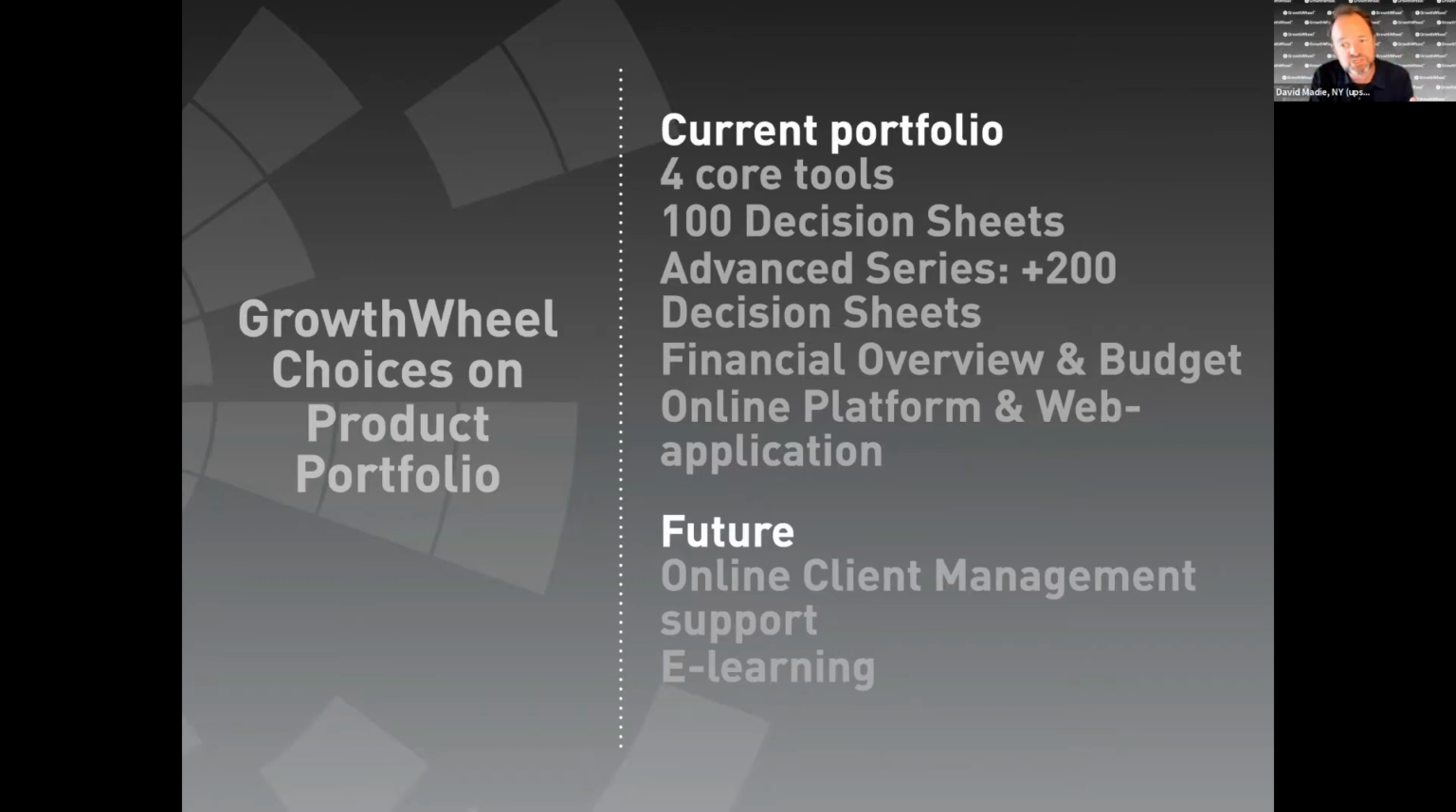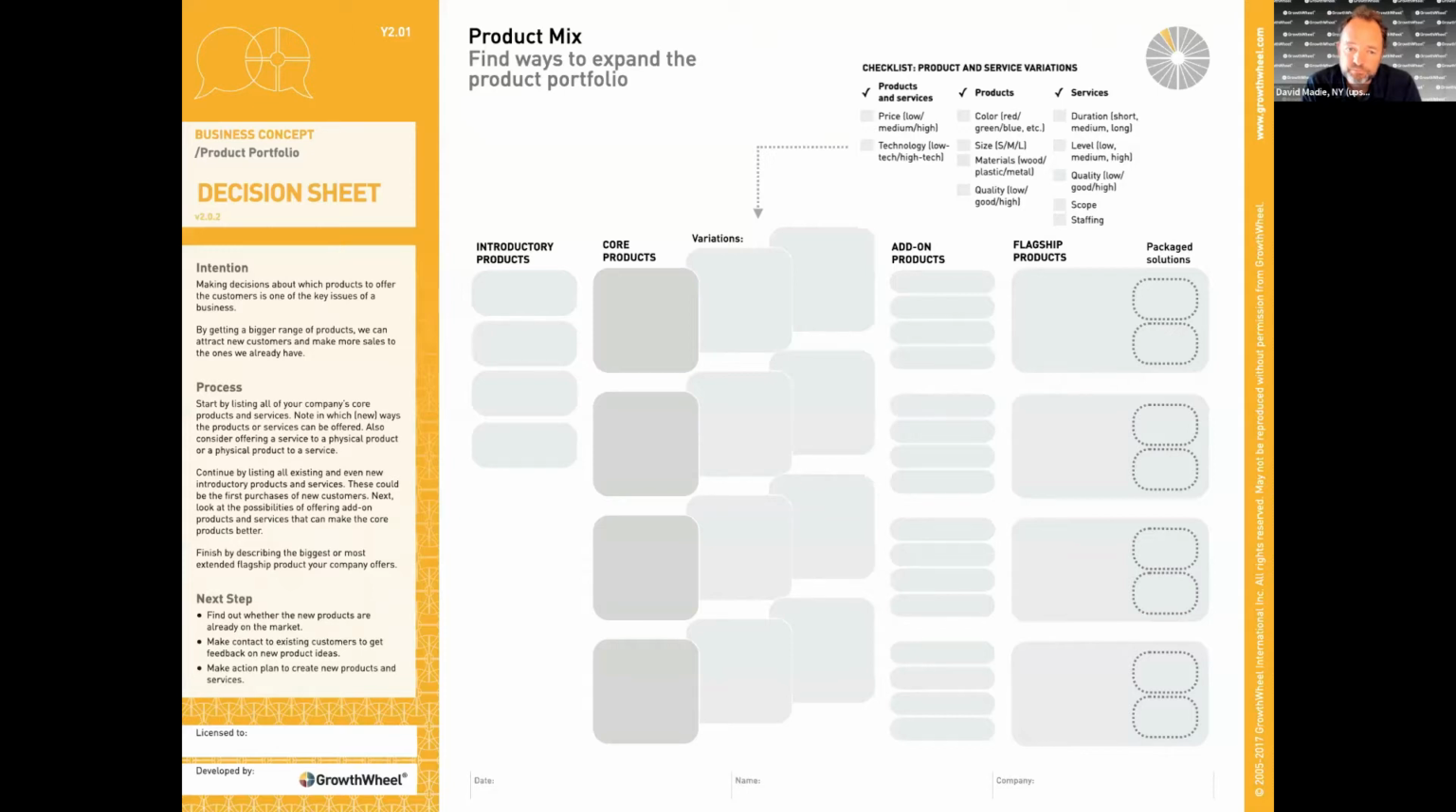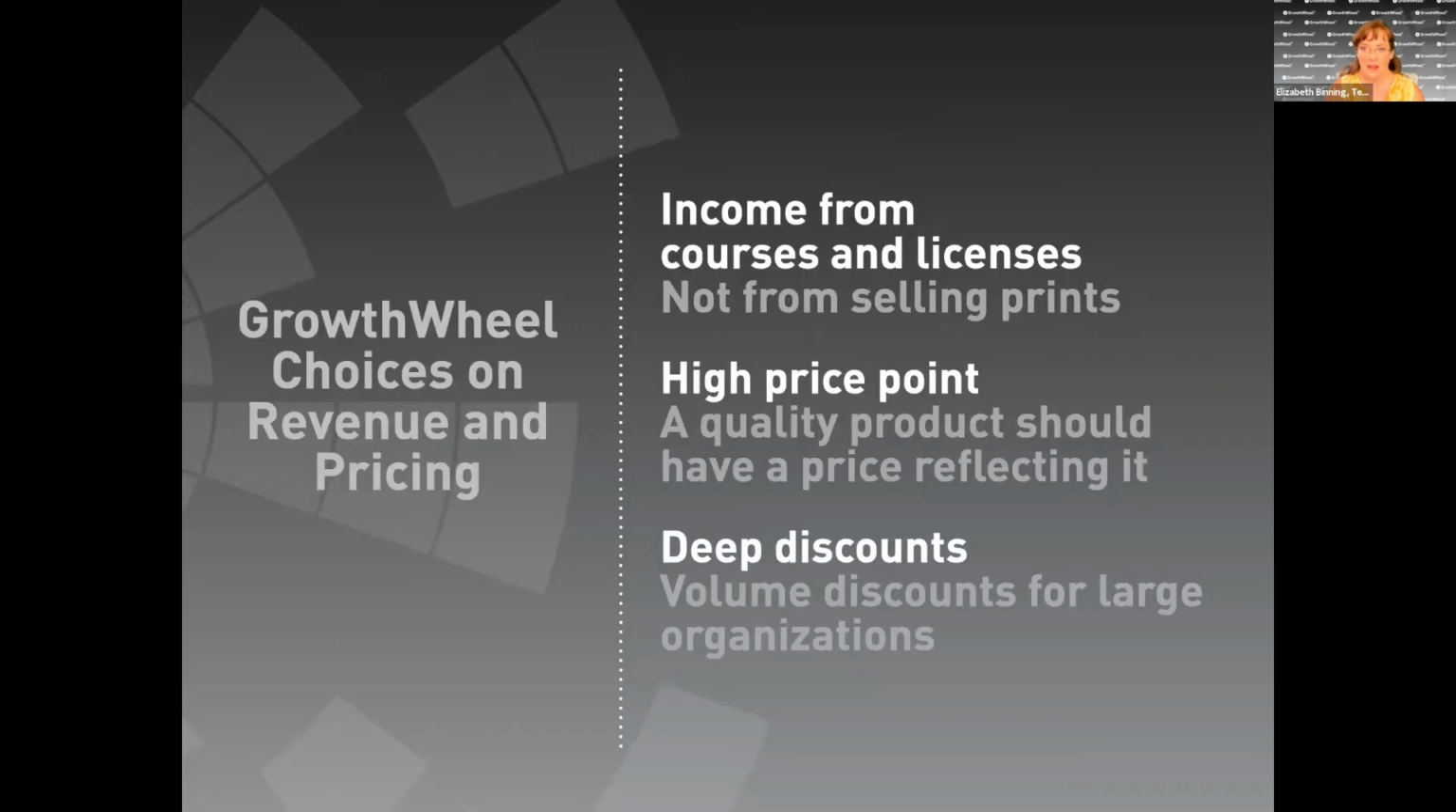They are facing strategic choices about what products are they going to offer and what are they not. Yes, and of course, using that product mix decision sheet would be a great way to brainstorm with them about what are those strategic choices they have. But we also have some strategic choices about revenue and pricing that you can look at with your clients.